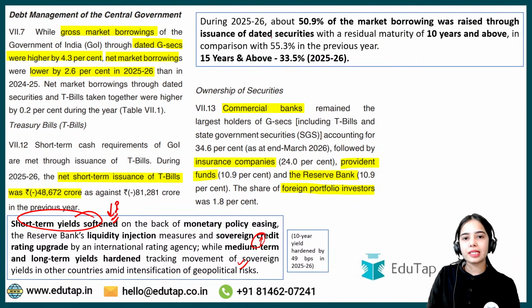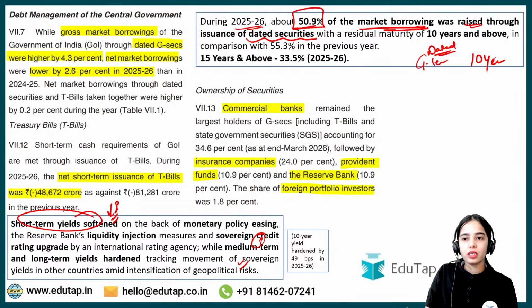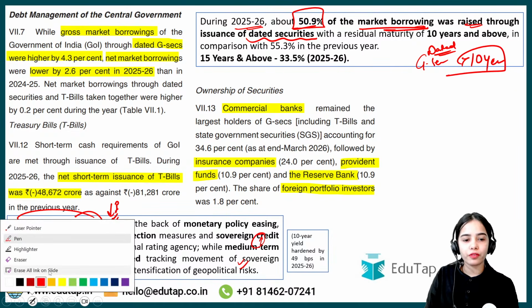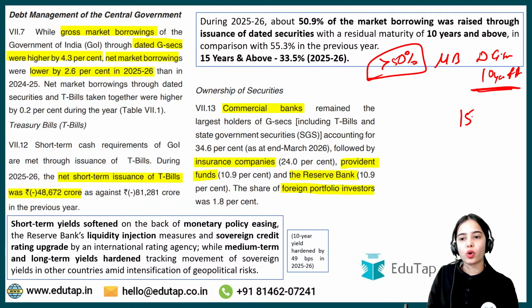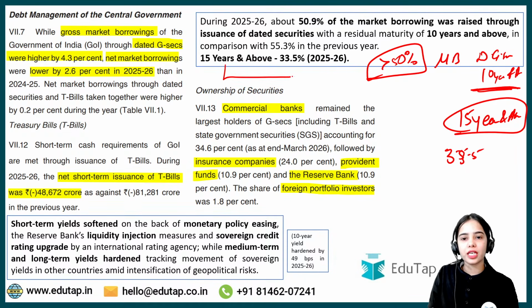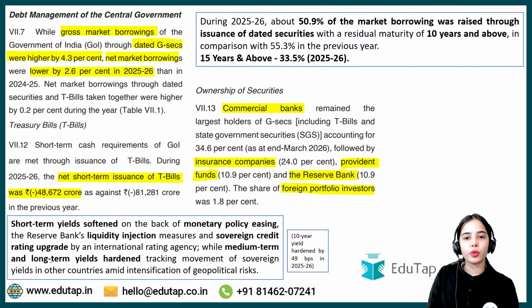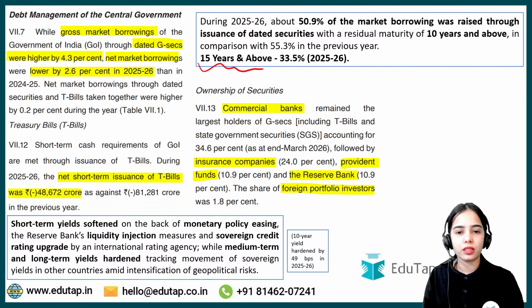Now next is, during 2025-26, about 50.9% of the market borrowing was raised through the issuance of dated government securities of 10 years and above. So more than half of the market borrowing was through dated government securities of 10 years and above. And in this 10 years and above, the maximum portion was of 15 years and above, which constituted 33.5% of the market borrowing. So the highest market borrowing is through the 15 years and above. You can understand, this is the idea.